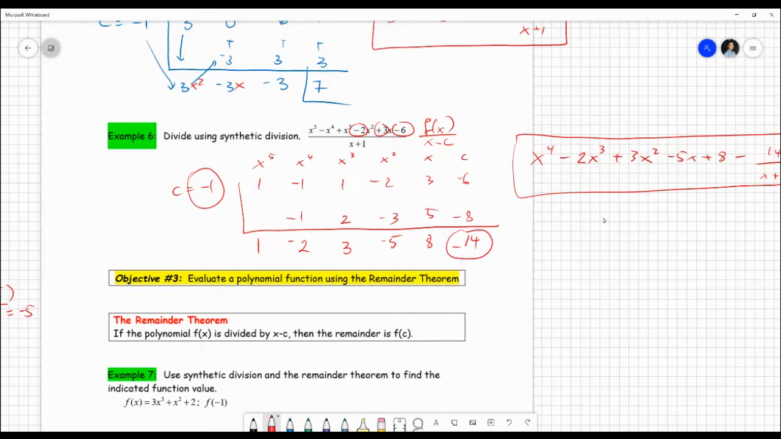So what does that mean? So if I take f of x, and I'm going to put c in there, so c here is -1, and my remainder is -14. So basically that just means that this value here is your x, this value here is your y. So your c is x, and your corresponding y value to that is your y. Okay?